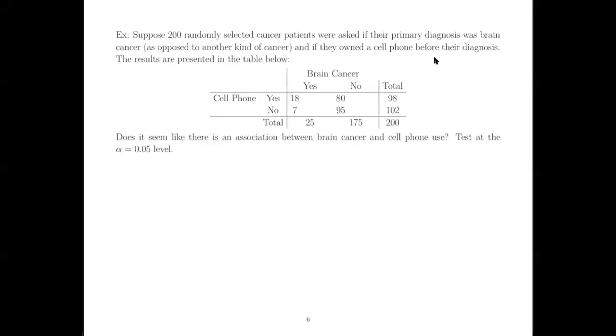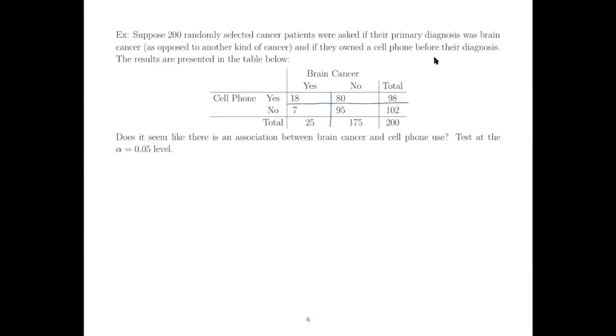Okay, so for this example, we're going to suppose that 200 randomly selected cancer patients were asked if their primary diagnosis was brain cancer, yes or no, as opposed to some other kind of cancer, and if they owned a cell phone and used a cell phone before their diagnosis. So we can see the results here, the number that fell into each of the categories. Maybe I'll draw some lines on here to make it more clear. Here we go. The numbers are kind of weirdly spaced, aren't they?